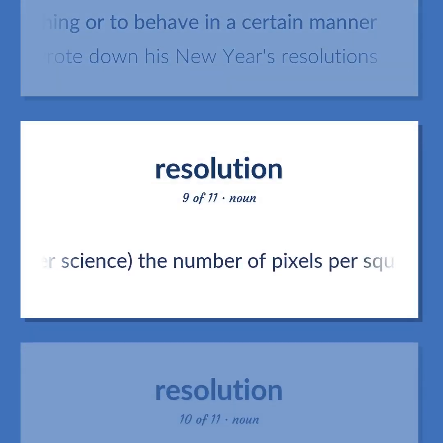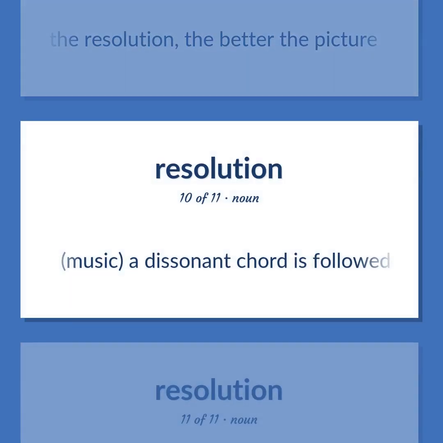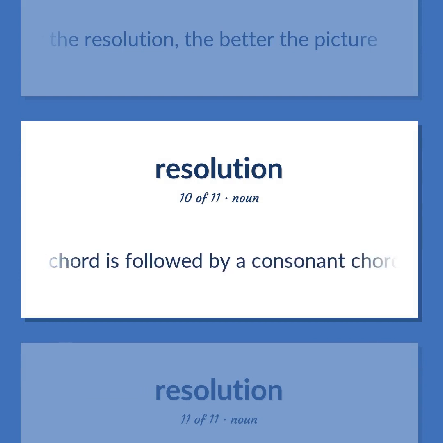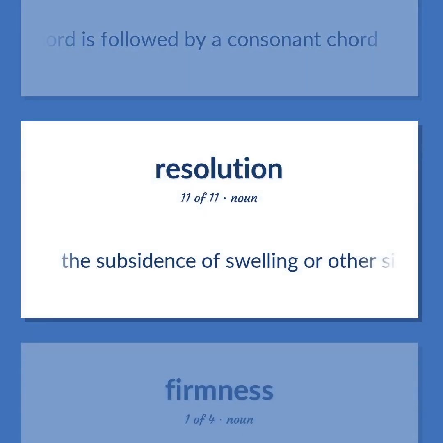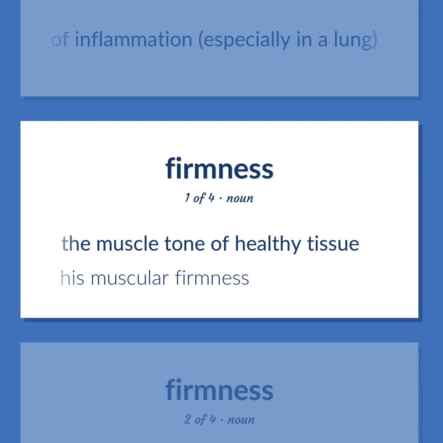Computer science. The number of pixels per square inch on a computer-generated display. The greater the resolution, the better the picture. Music. A dissonant chord is followed by a consonant chord. The subsidence of swelling or other signs of inflammation, especially in a lung. The muscle tone of healthy tissue. His muscular firmness.